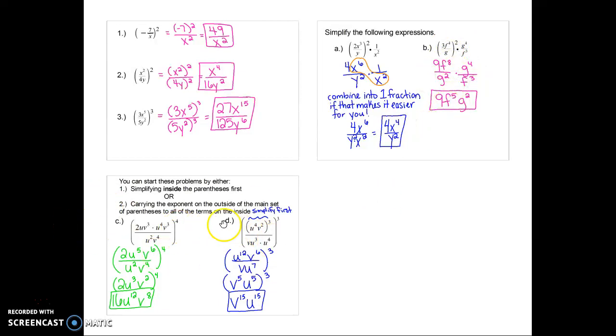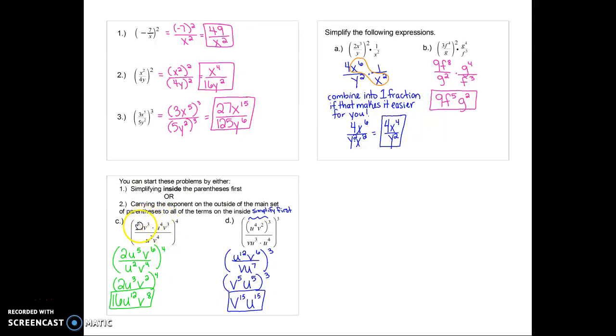Now, these numbers, they're really big. Okay? You will see them on the test. Some of them will be bonus on the test. But you're going to simplify the inside of the parentheses first. Right? Or you can carry this exponent on the outside into every single one of these terms first. So you have a lot of different options with these. Again, they will be bonus, but they're really important, and you will a lot of times see them on the keystones.